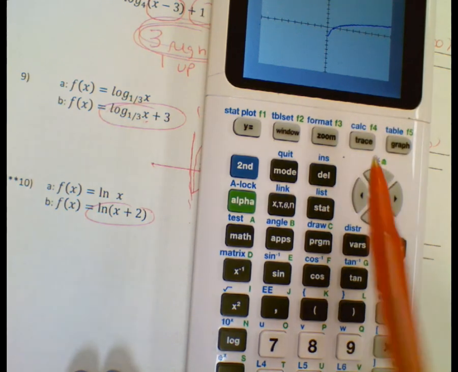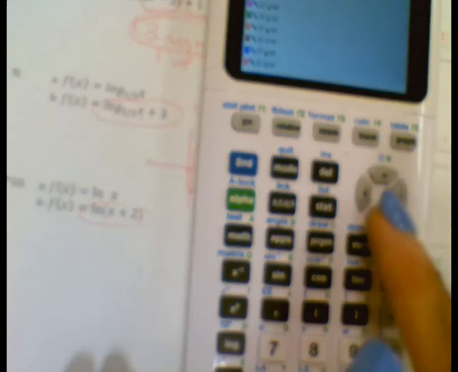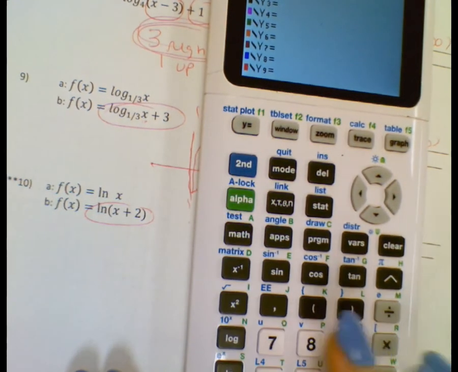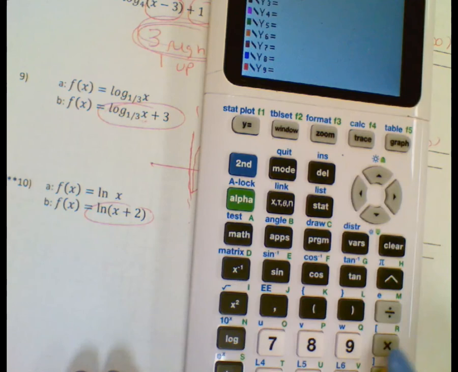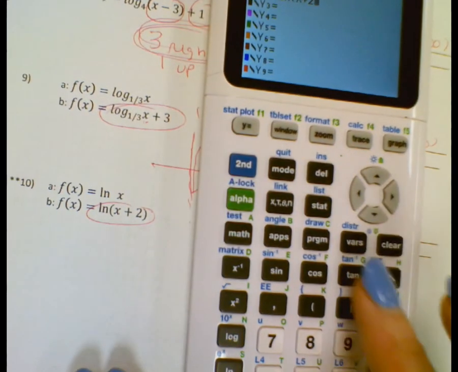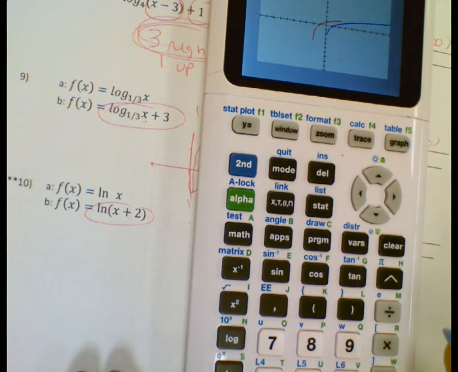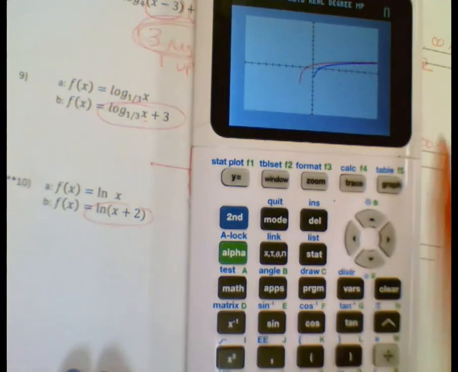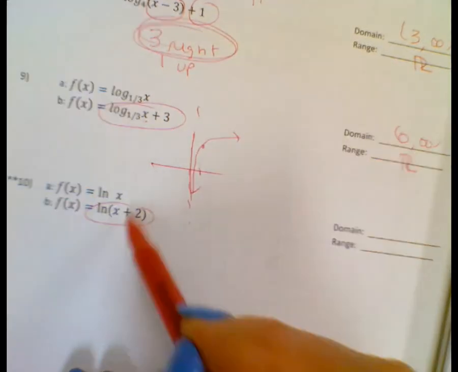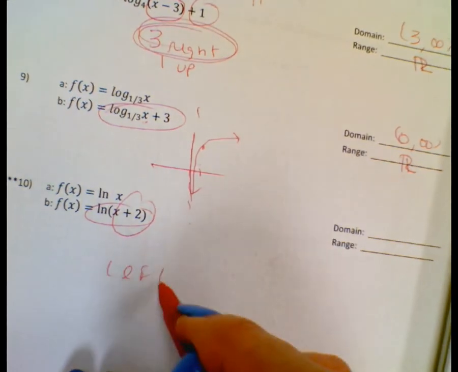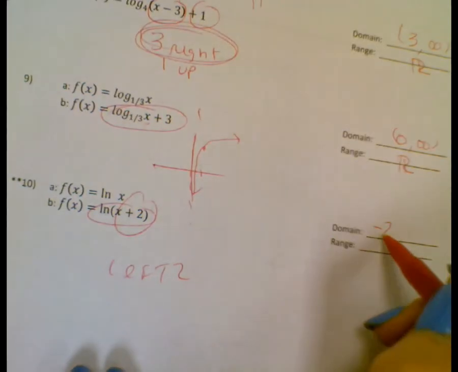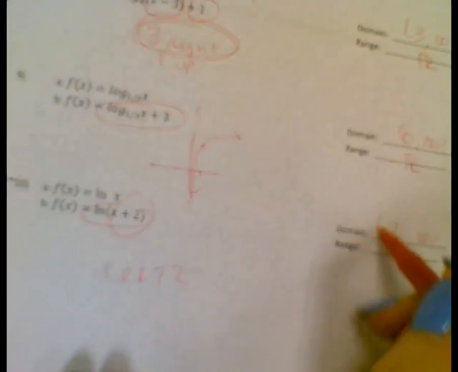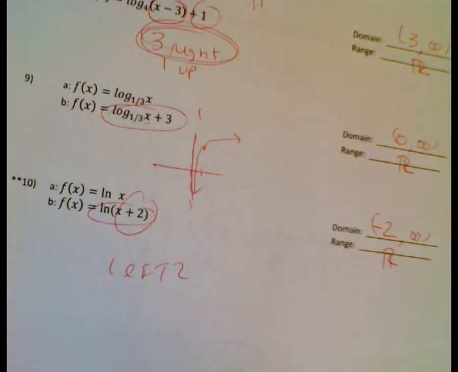Okay? So to type the next one, you would do natural log of X plus 2. And all that does is move it to the right 2. Or sorry, I'm sorry, to the left 2. Do you see that on the graph? It moved to the left 2, the red one. So this is left 2. Left 2 means negative 2 to infinity for the domain, and all real numbers for the range.